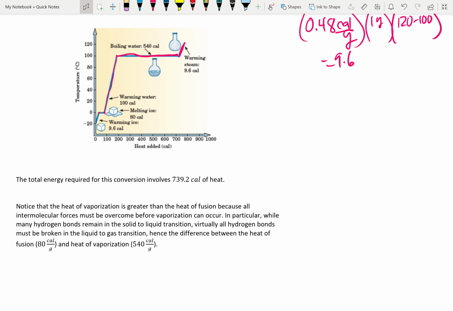The last note here says, notice that the heat of vaporization is greater than the heat of fusion because all intermolecular forces must be overcome before the vaporization can occur. In particular, while many hydrogen bonds remain in the solid to liquid transition, virtually all hydrogen bonds must be broken in the liquid to gas transition. Hence the difference between the heat of fusion, which is 80 calories per gram, and the heat of vaporization, which is much, much greater, 540 calories per gram.